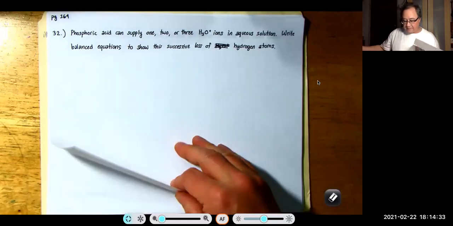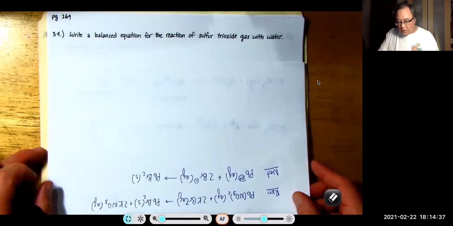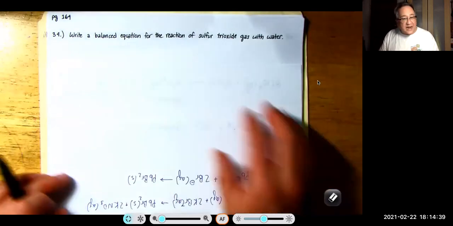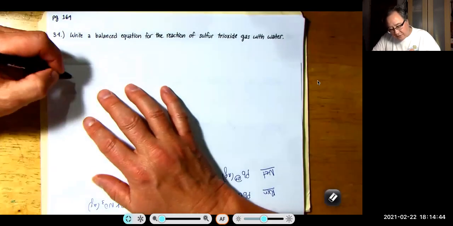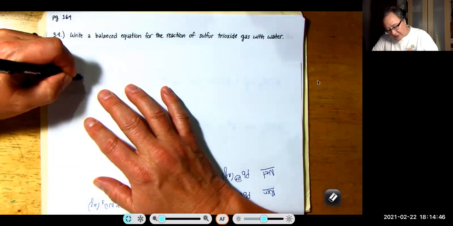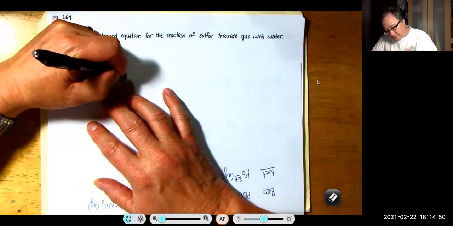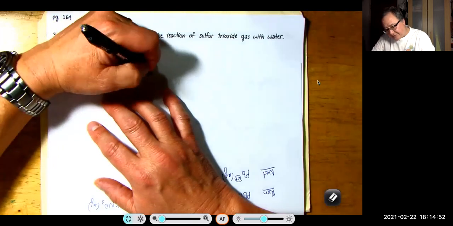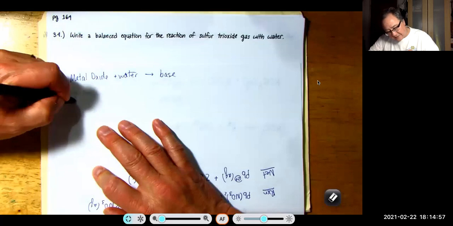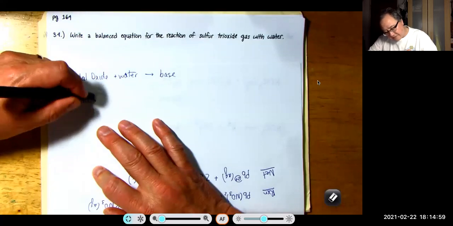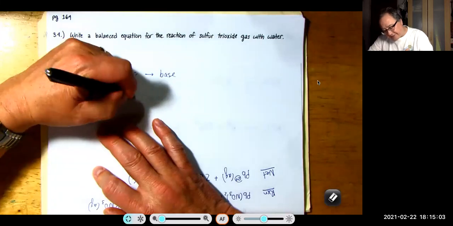All right. Write a balanced reaction for the reaction of sulfur trioxide gas with water. What they're trying to get you to understand are two things: that if you have a metal oxide and water, you're going to make a base. And if you have a non-metal oxide and water, you're going to make an acid.